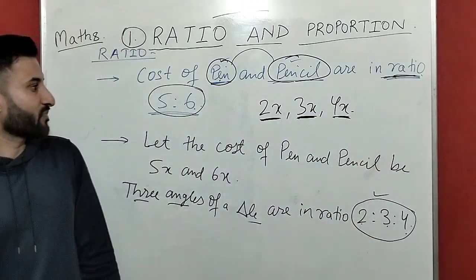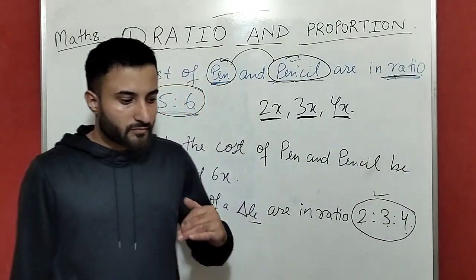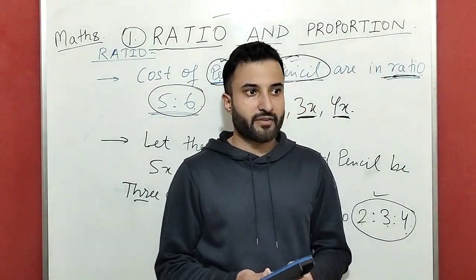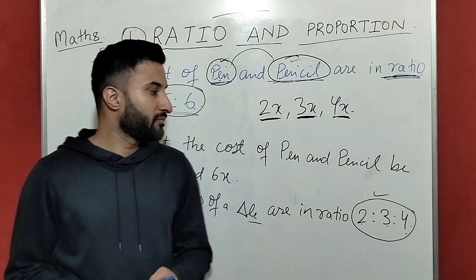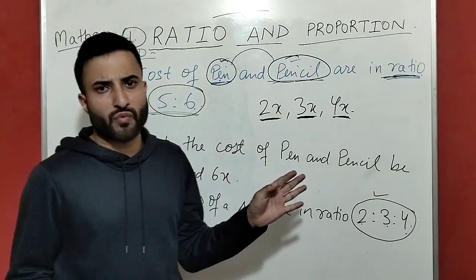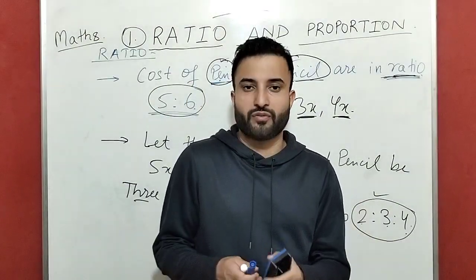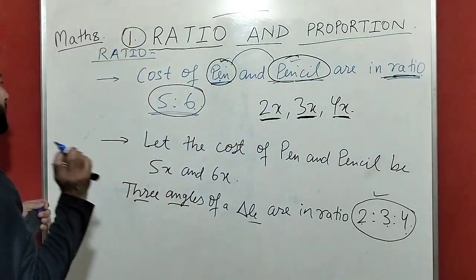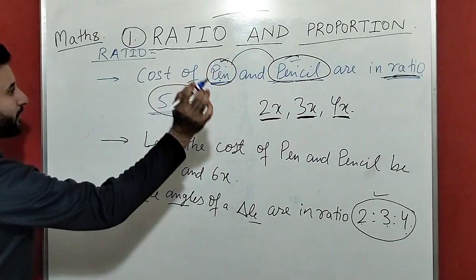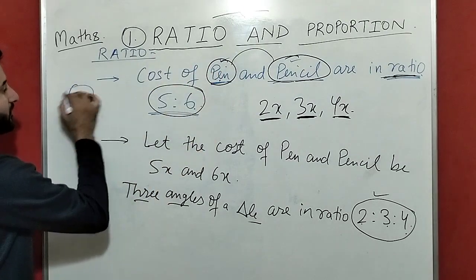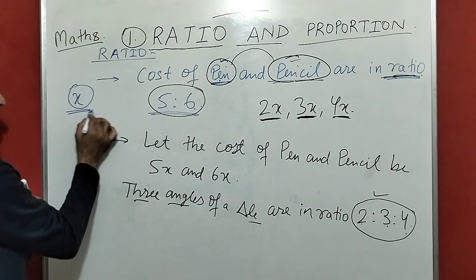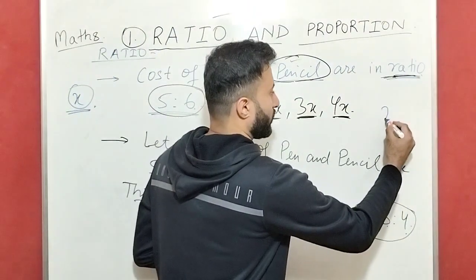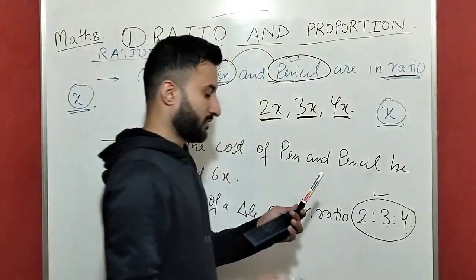See here, in maths, from the 6th standard, 7th standard, we know that whatever we have to find, we take it as x. If we have to find, suppose, the cost of pen and pencil, then the cost is x. Whatever we have to find, we take as x.